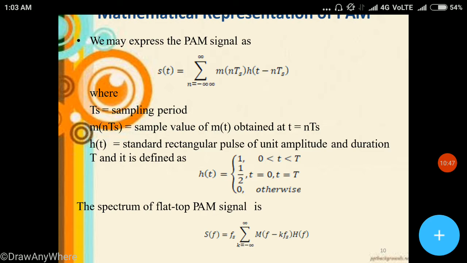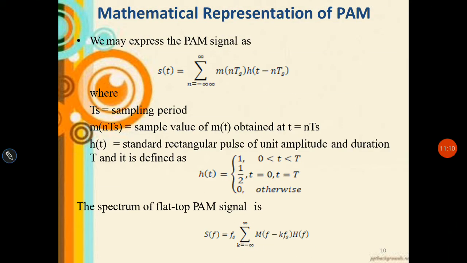The spectrum of the flat top PAM signal is now S(f) equal to Fs, that is the sampling frequency, summation k equal to minus infinity to plus infinity, M(f minus kFs) H(f). That means the earlier time domain signal, this one, is now converted into the frequency domain. So it becomes like this.